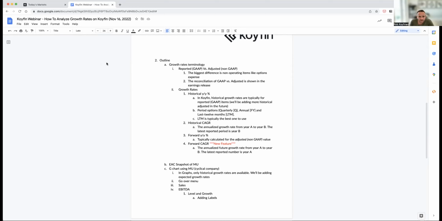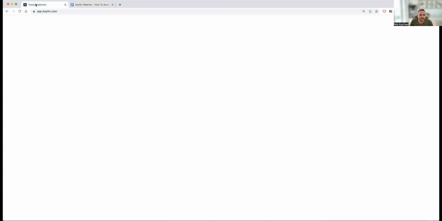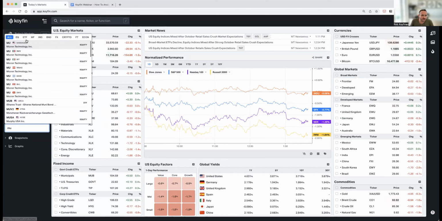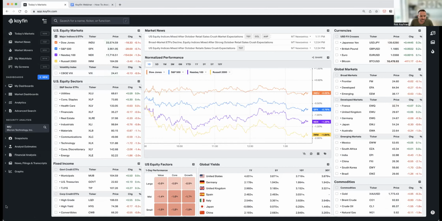I wanted to cover a couple of items in terms of terminology as we're discussing growth rates. So let me actually go to the... I'm going to use Micron as my guinea pig today, because I think Micron is really interesting.